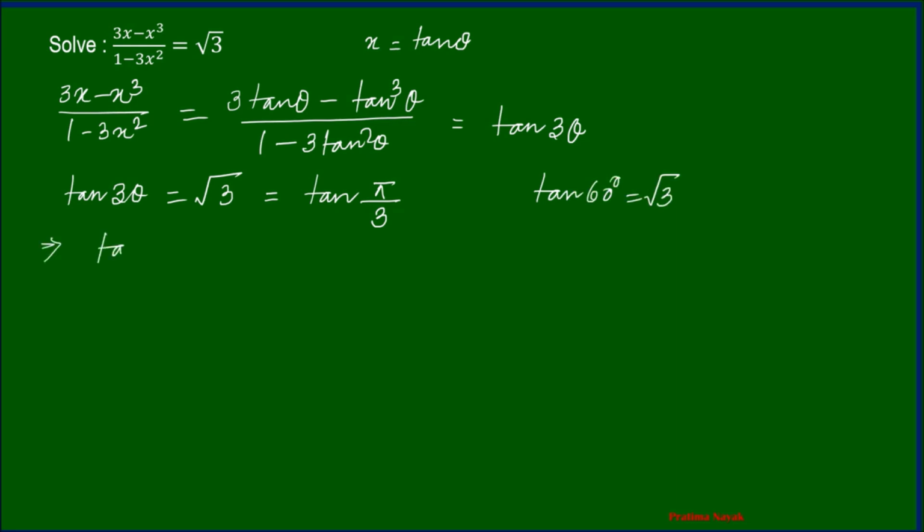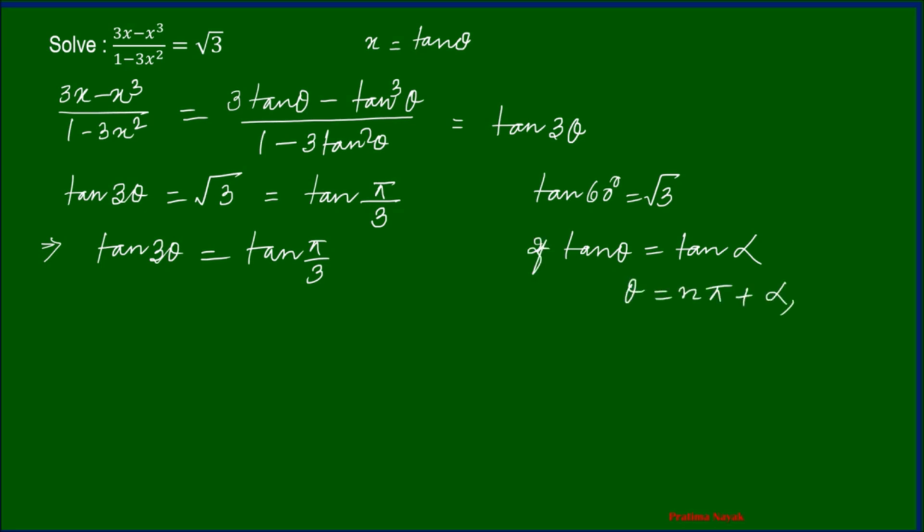So tan 3 theta is equal to tan pi by 3. Now coming to the solution of a trigonometric equation: if tan theta is equal to tan alpha, then theta is equal to n pi plus alpha, when n is an integer. This gives us 3 theta is equal to n pi plus pi by 3, when n is an integer.